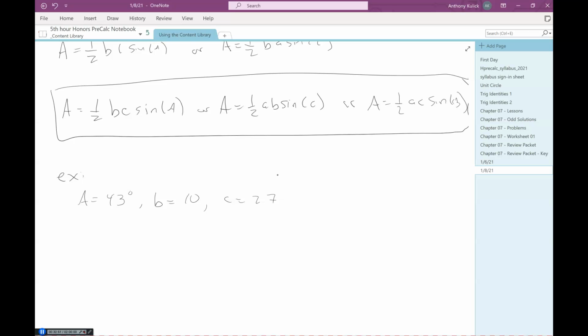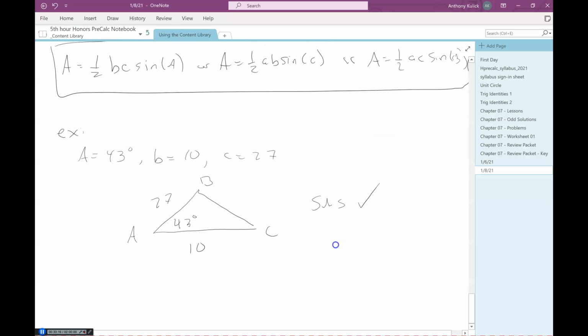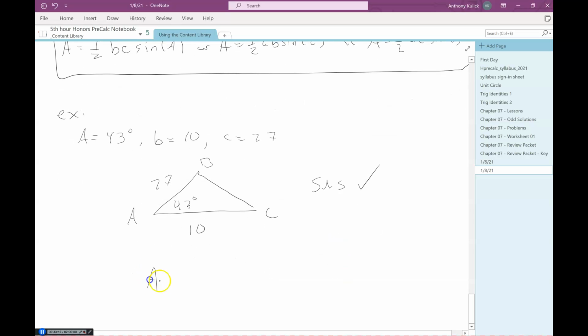So let's say we want to find the area for this triangle. I'm going to just sketch a quick little picture to make sure that this is a triangle that's possible. And since we're in a side angle side situation, we're good. We can't run into an impossible triangle in that situation. So we can just plug this all into our formula and go on about our day.